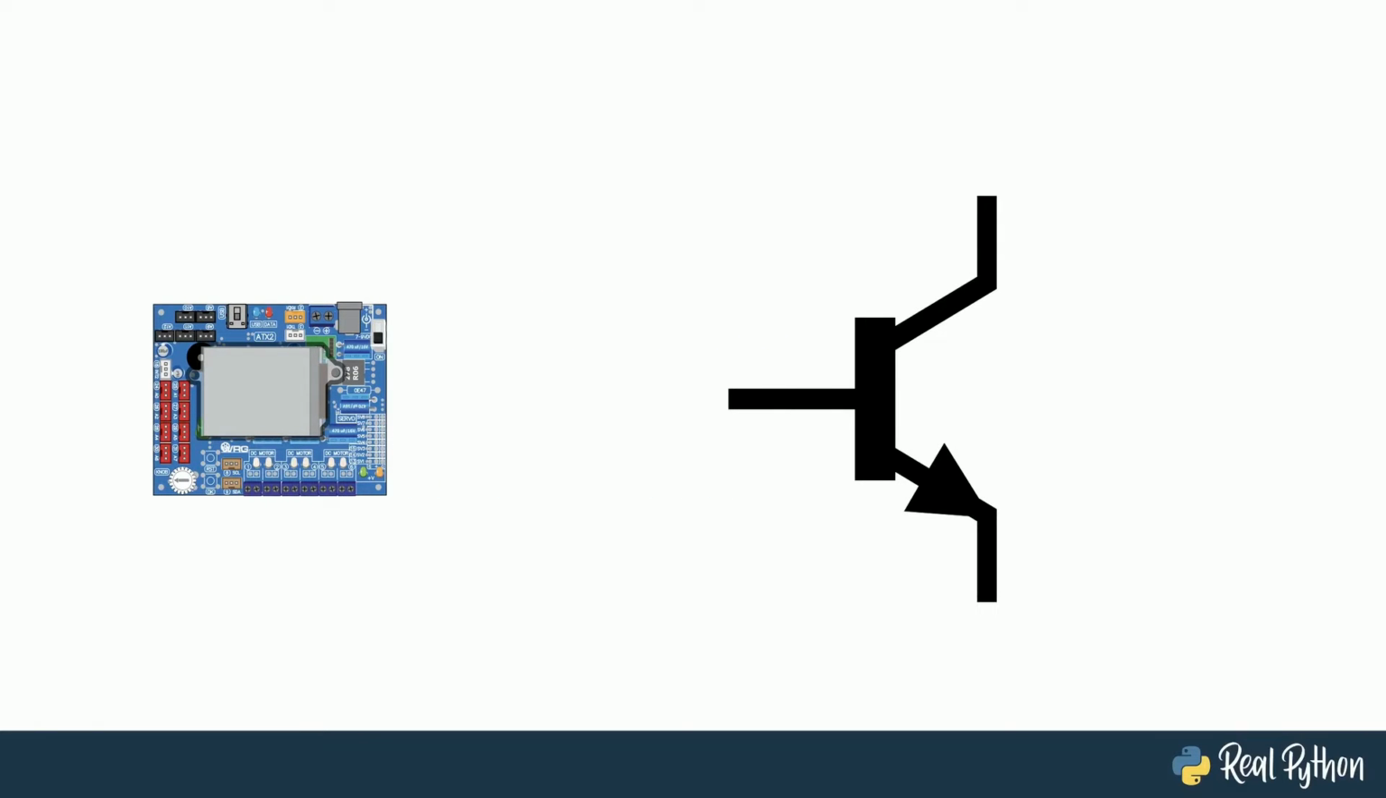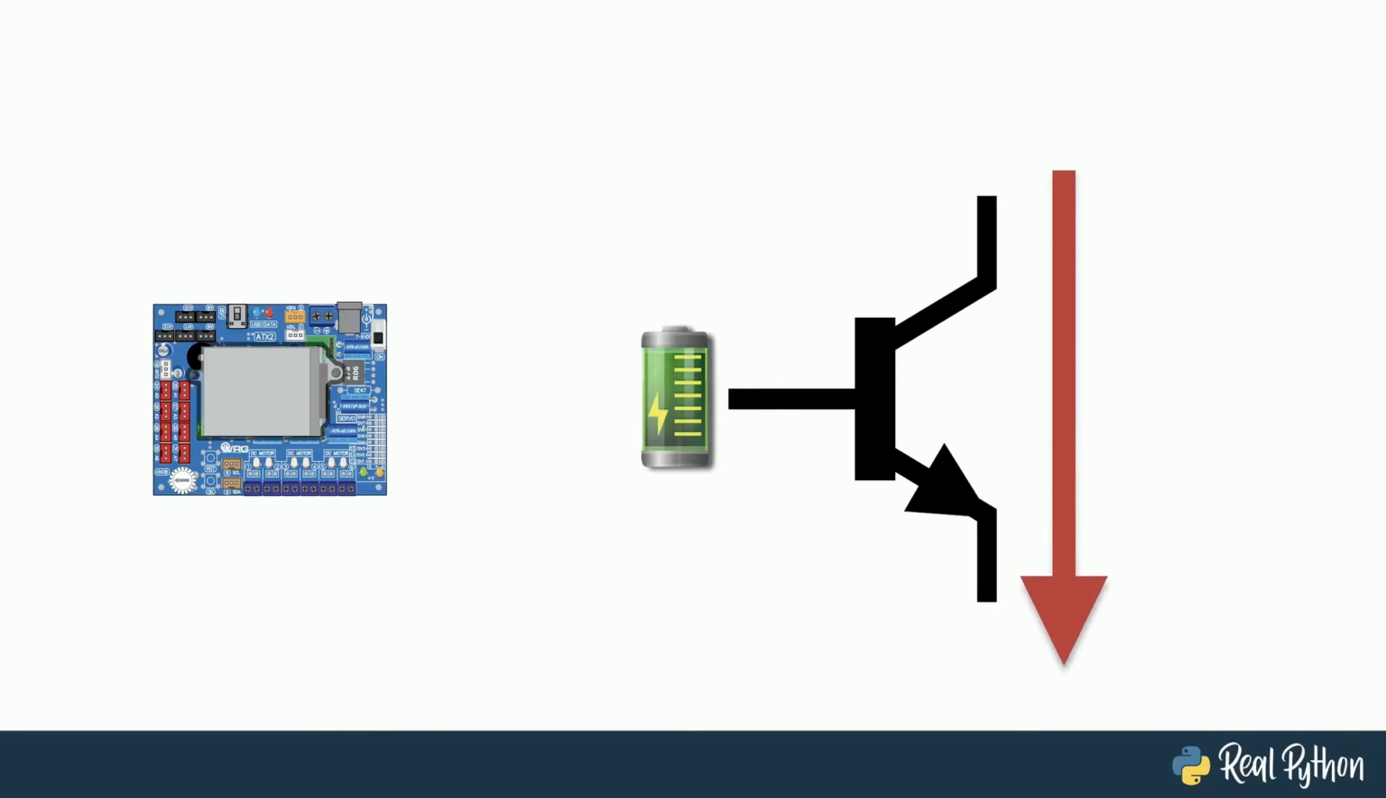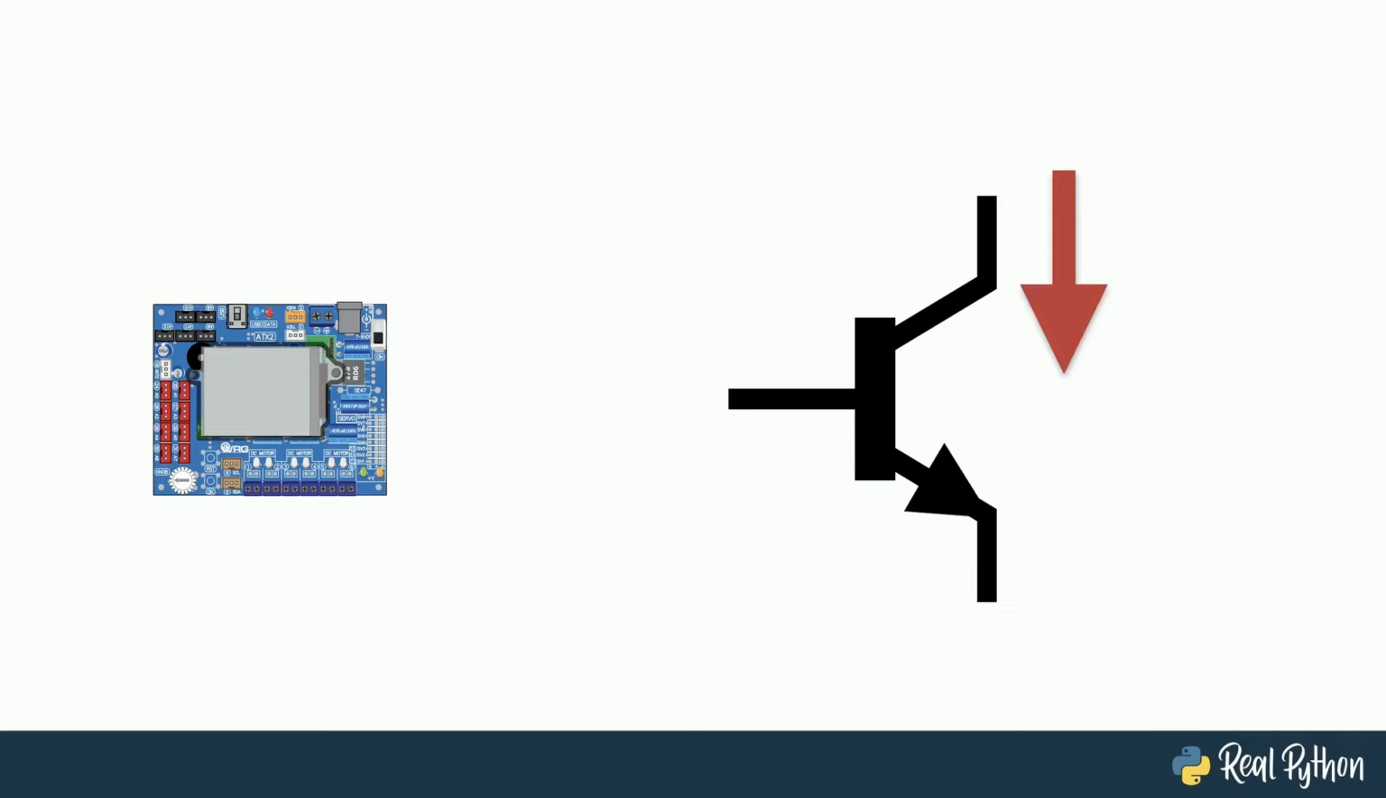The funky collection of lines on the right is the circuit diagram symbol for a transistor. When an electrical charge is applied to the transistor's base, current can flow through the transistor between the collector and the emitter. Turn the charge off, and the current stops flowing.